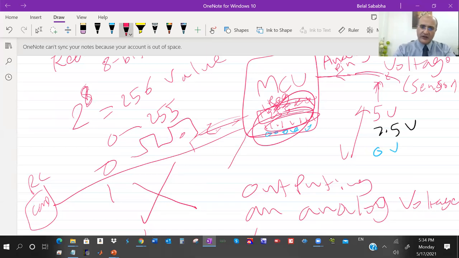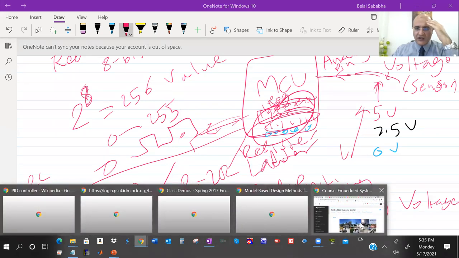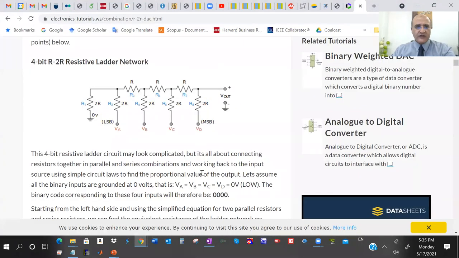There is another approach using the R2R resistor ladder, a simple circuit. I just wanted to show it to you. I did a simple Google search, something like this, using some resistors. This is a 4-bit digital to analog. Connect your most significant bit, bit number 3, bit number 2, bit number 1, bit number 0. If you write all zeros, your voltage is 0. If you write a 1000, you get a voltage, right?